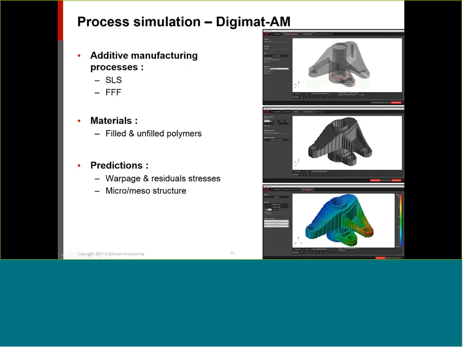So the output of Digimat AM, or the goal, is to predict how manufacturing happens. And basically, the biggest interest for now concerns the prediction of warpage and residual stresses. So in other words, what is the actual geometry of the part once it's printed compared to the geometry of the part as it was designed? And of course, as engineers, what we want to do is ensure that the printed geometry actually corresponds to the designed one, so that the part, once it's printed, can be used, for instance, in an assembly as it was expected.